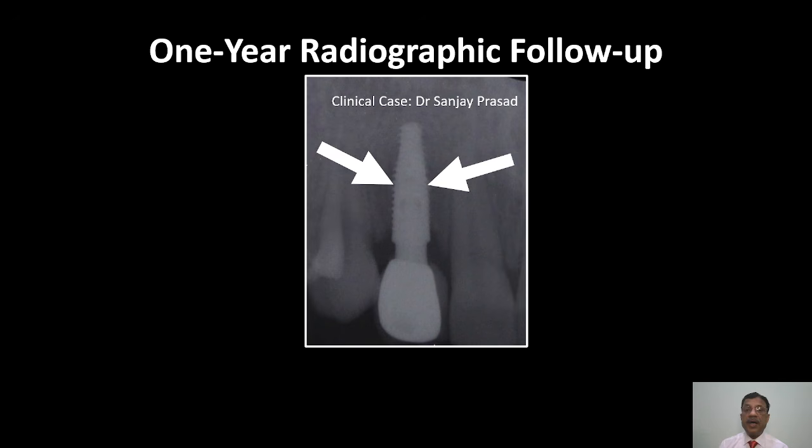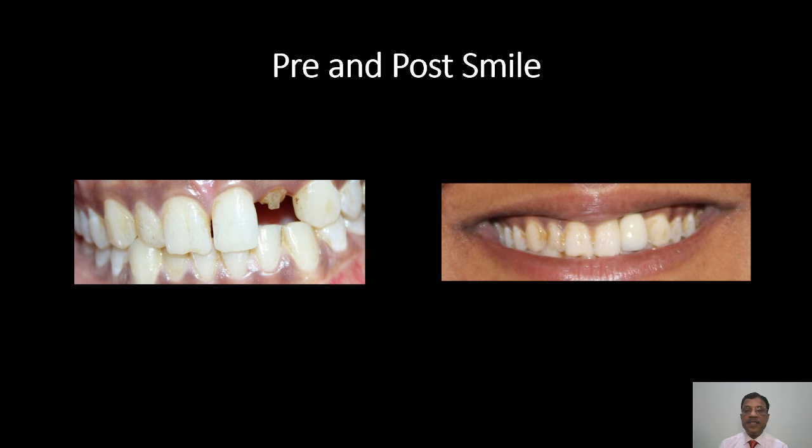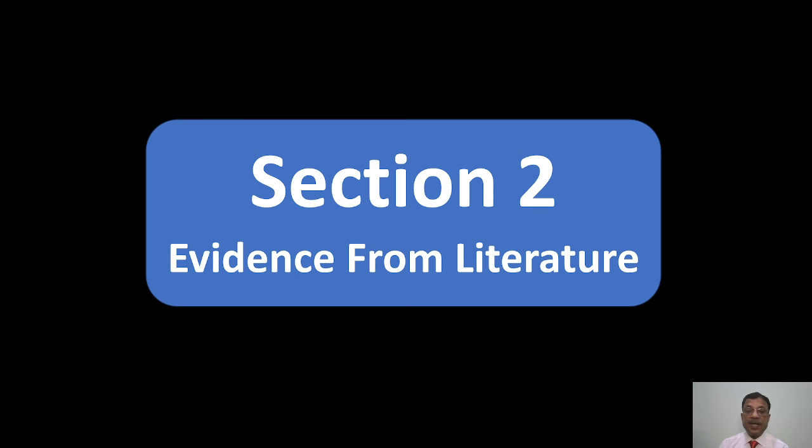One year radiographic follow-up, periapical X-ray. Here we can see that the implant is in good functional position. There is minimum loss of bone and the implant is functioning well. This is the pre and post smile photograph. We can see that the patient is restored properly and the patient has a good smile. In section 2, we will discuss the evidence from literature which guides us in taking these clinical steps.